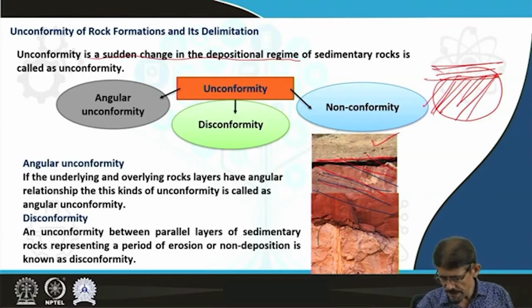Disconformity: when the sedimentary materials are volcanic sedimentary material, an unconformity between parallel layers of sedimentary rock representing a period of erosion or non-deposition is known as disconformity. There is no change, only the period of non-deposition, which is marked by this zone.